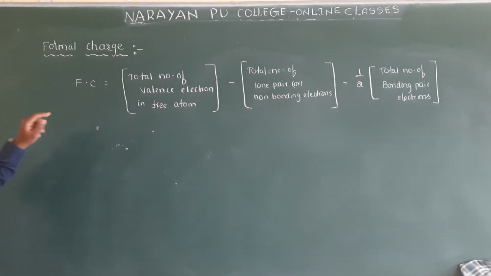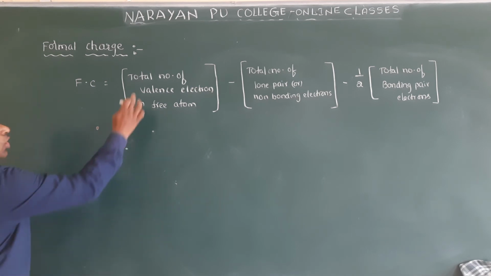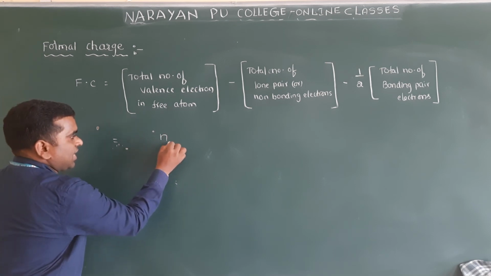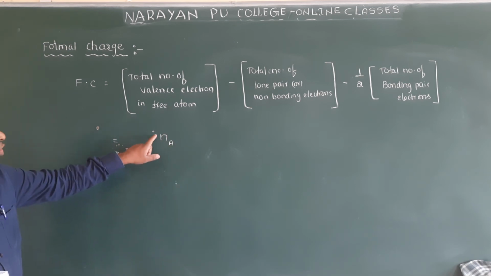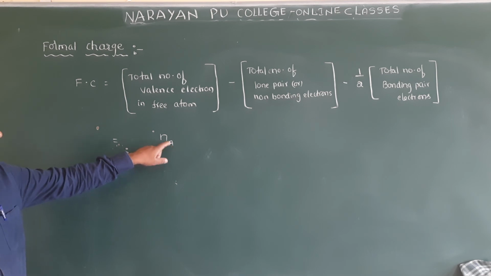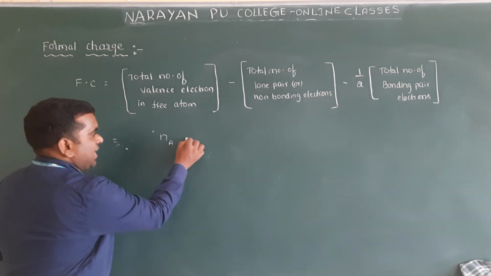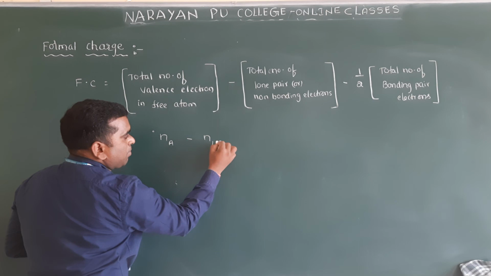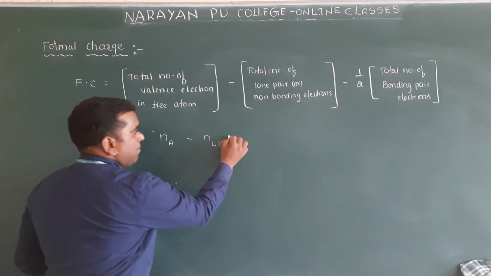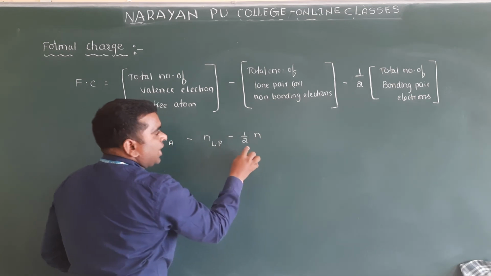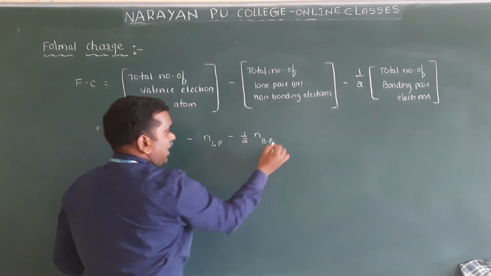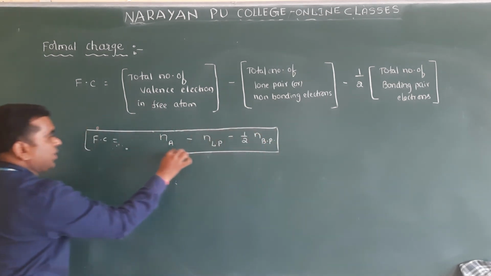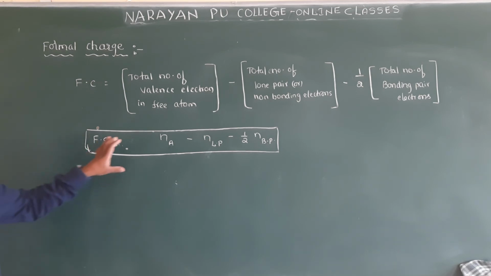Clear? So what is the formula here? Formal charge is equal to the total number of valence electrons in a free atom. Simply I will write here Na. Na means the total number of valence electrons of a free atom, minus the total number of lone pair electrons, or non-bonding electrons, minus 1 by 2 into the number of bond pair electrons. This is what we will call formal charge. This is the formula for formal charge, and this formula is very important.